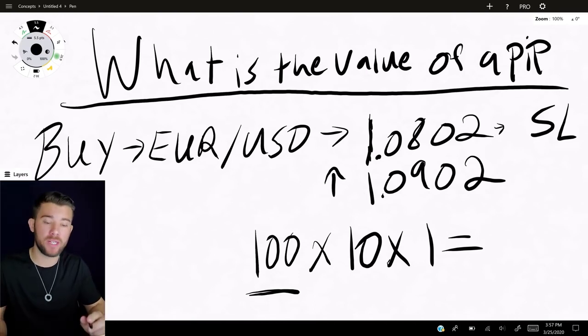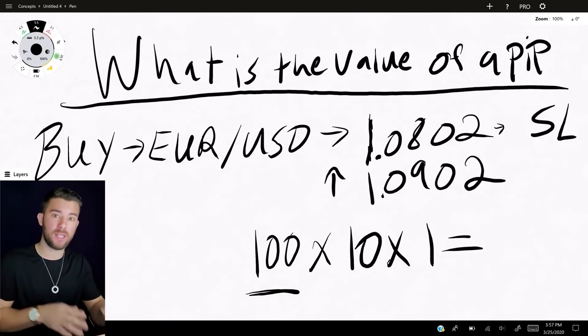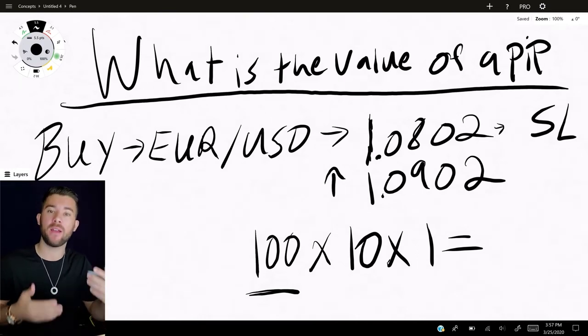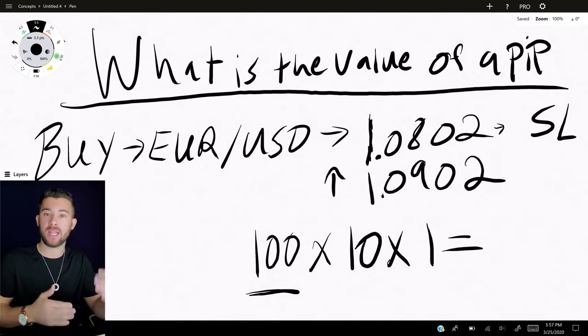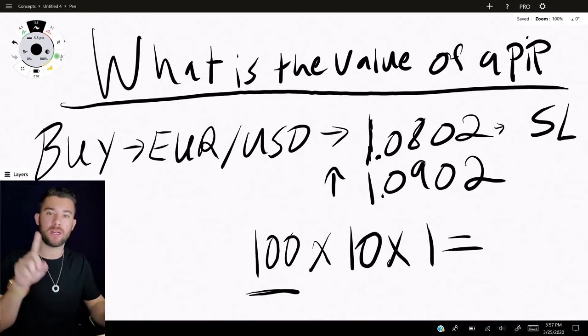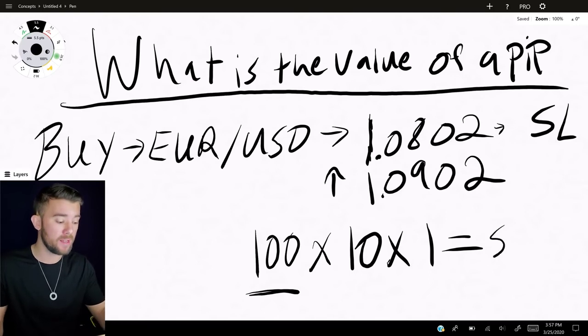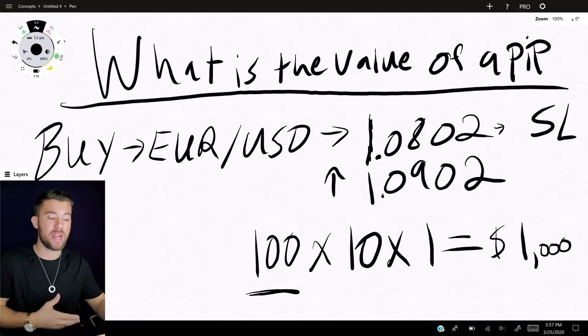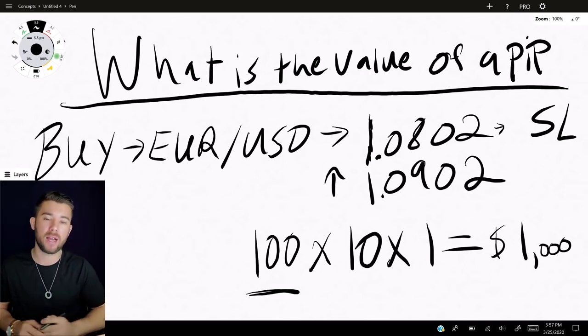Well, the money would translate to 100 times 10, because we're using a standard lot, and with a standard lot, we are making and losing $10 per pip. The value per pip is $10. We only traded one standard lot, so therefore 100 times 10 is $1,000. $1,000 is what you made, or what we would have made on this 100 pip move out of the euro dollar.